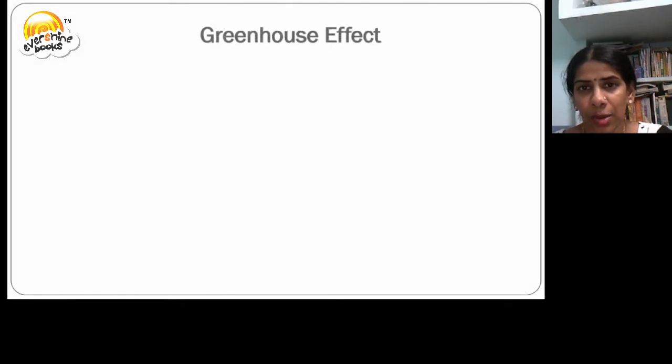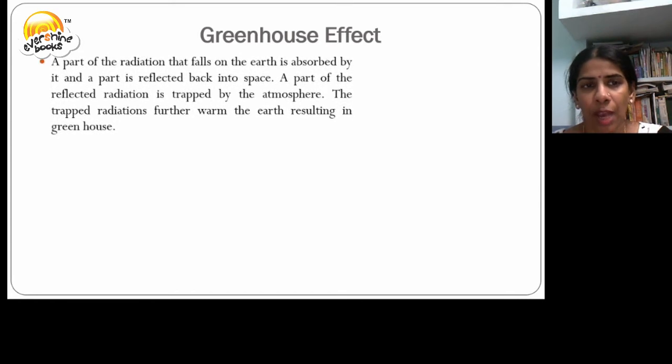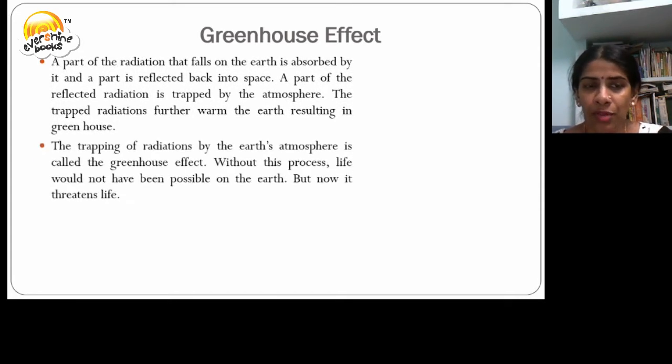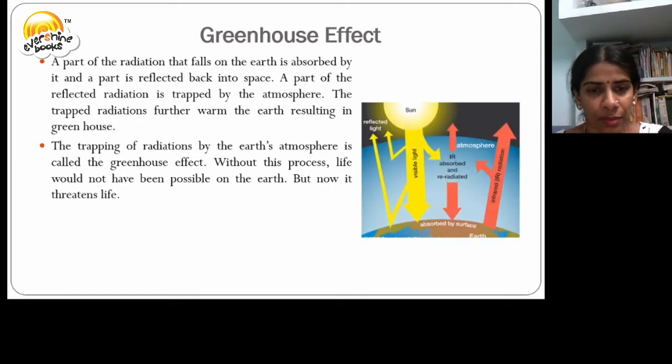Let us now discuss the greenhouse effect. A part of the radiation that falls on the earth is absorbed by it, and the remaining part is reflected back into space. A part of the reflected radiation is trapped by the atmosphere. The trapped radiation further warms the earth, resulting in the greenhouse effect. The trapping of radiation by the earth's atmosphere is called the greenhouse effect. Without this process, life would not be possible on the earth.